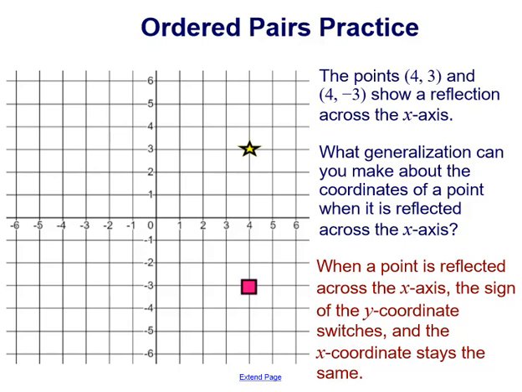So we can make the generalization that when a point is reflected across the x-axis, the sign of the y-coordinate switches and the x-coordinate now stays the same. Right? We had 4 and 3. Now we still have 4, the same x value, but now we have negative 3. So again, you'll have the same x value, but the y value will switch when any point is reflected across the x-axis.